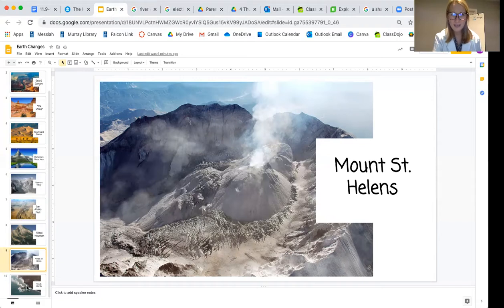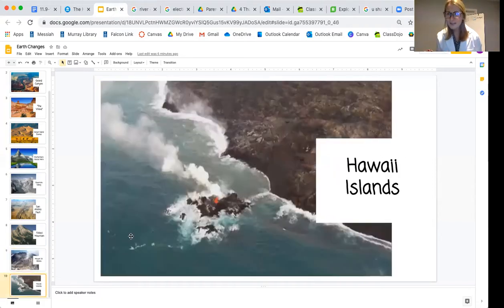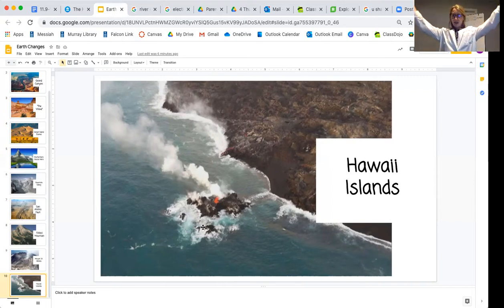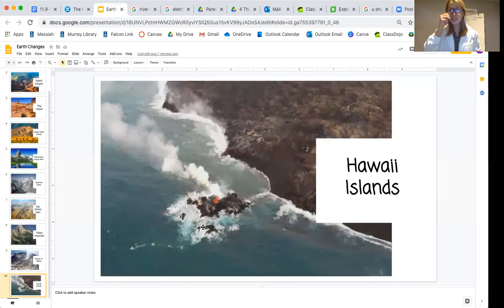From this process, new parts of land can be added even in the water. Here we see an addition of islands in Hawaii. The lava shot out of the volcano and landed in the water, creating a new part of the land. It changed.